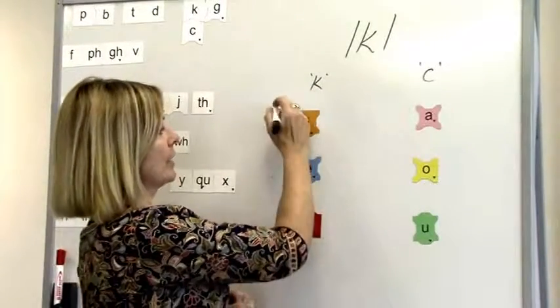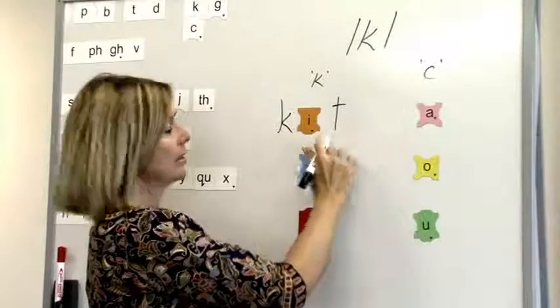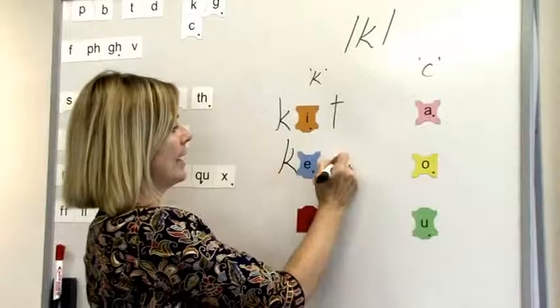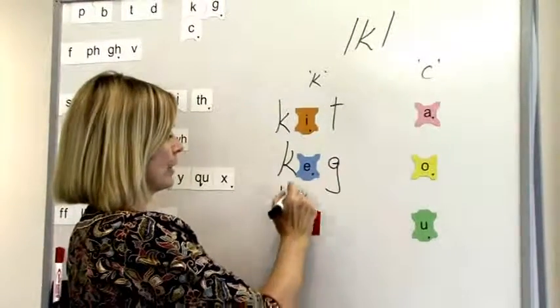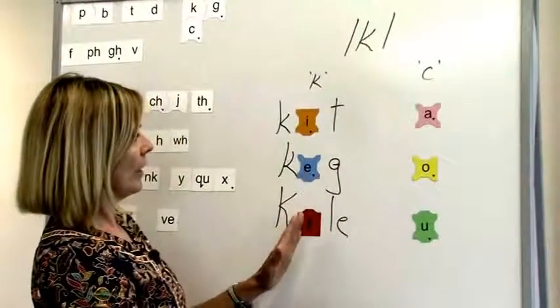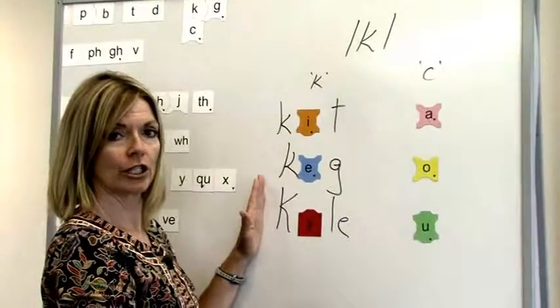So here we could say K-it, kit. With the E, we can say K, egg, keg. If we put a K here, I'll use the name, Kyle. I, E, and Y, we use K to spell the sound K.